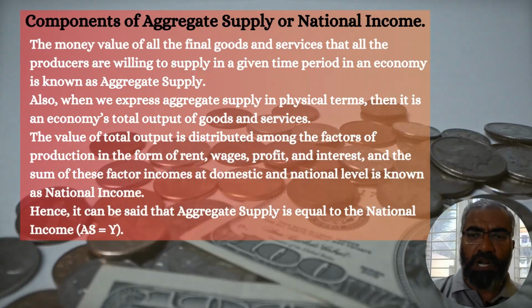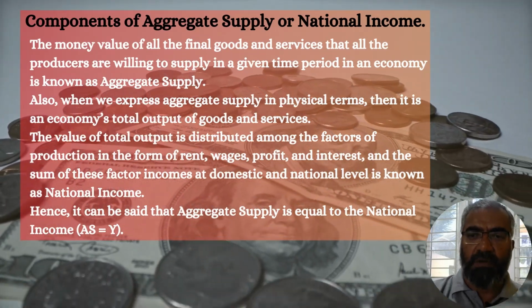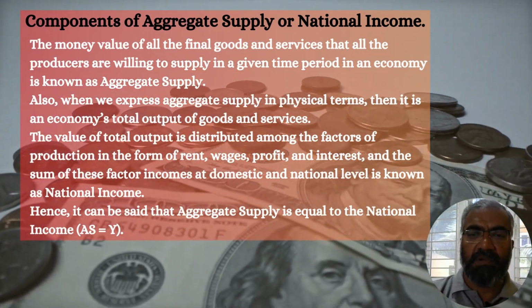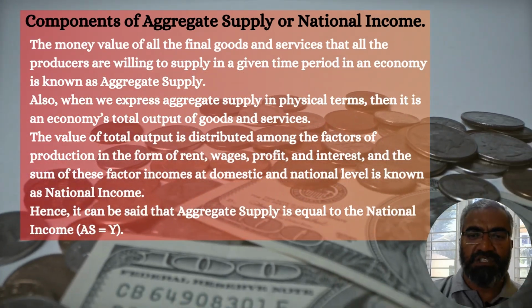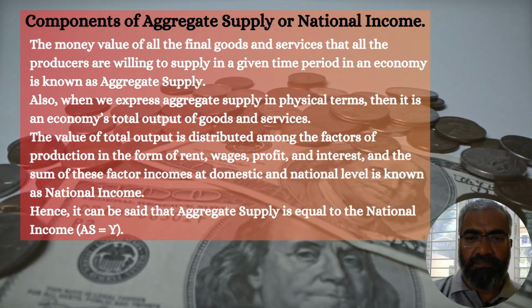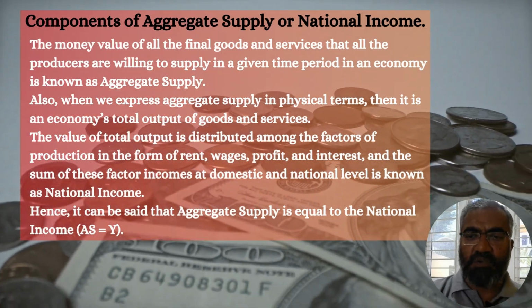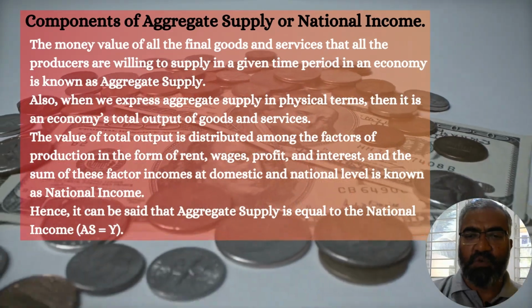The value of total output is distributed among the factors of production in the form of rent, wages, profit and interest, and the sum of these factor incomes at domestic and national level is known as national income. Hence, it can be said that aggregate supply is equal to the national income, that is AS = Y.